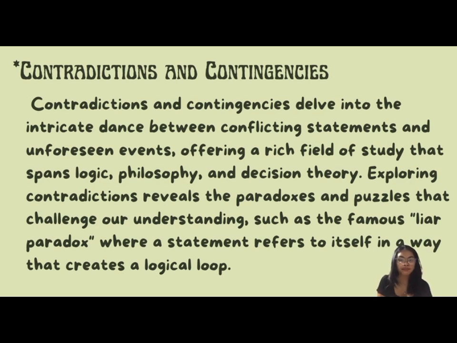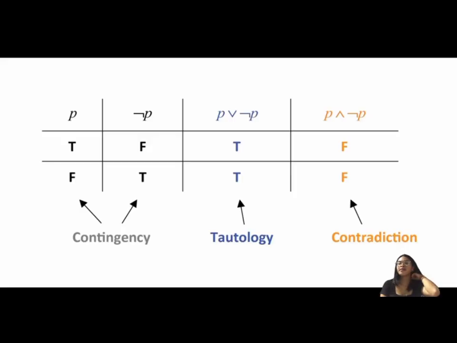Imagine unraveling the complexity of what can and cannot coexist, or learning how to navigate through unpredictable situations. So I have examples about the contradiction and contingency. So here are my examples.